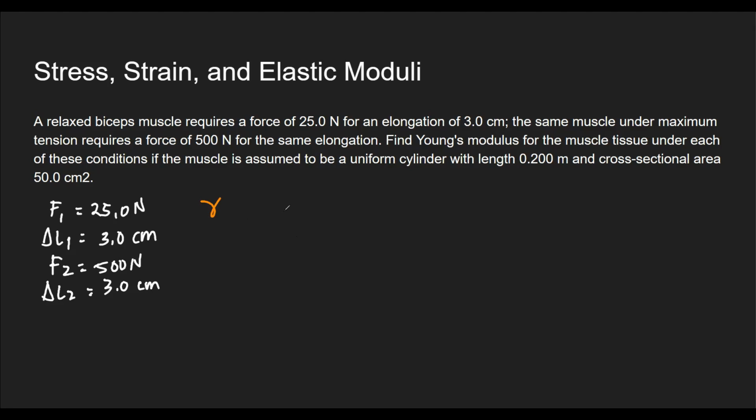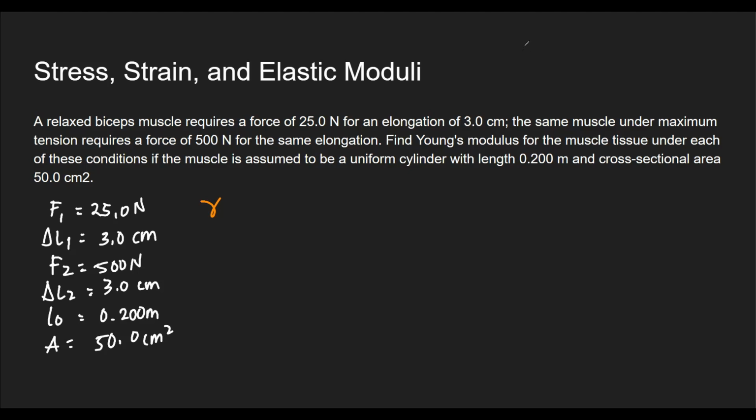For the tissue under each of these conditions, if the muscle is assumed to be a uniform cylinder with length 0.2 m and cross-sectional area 50.0 square centimeters. So if we assume the length of our muscle is 0.2 m, then that must be your L0, your original length, and the cross-sectional area is 50.0 square cm. Since we've already identified the given data, let's have a quick recap of the definition.